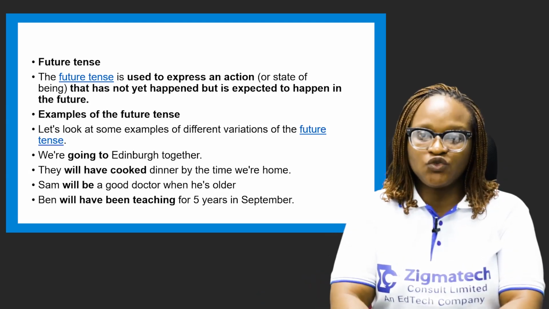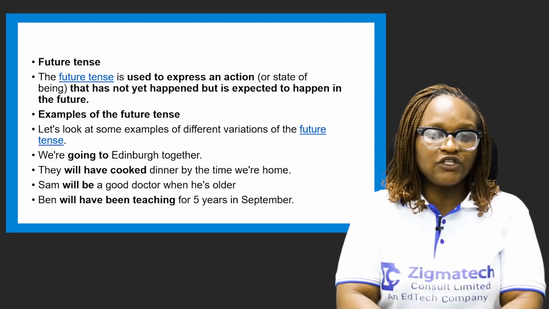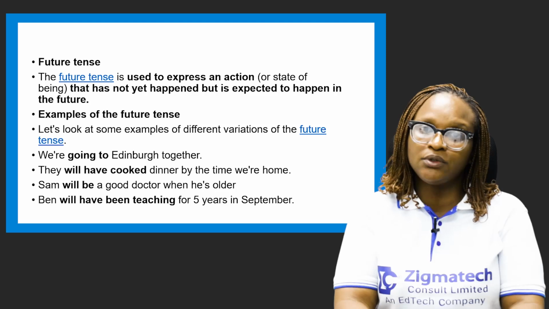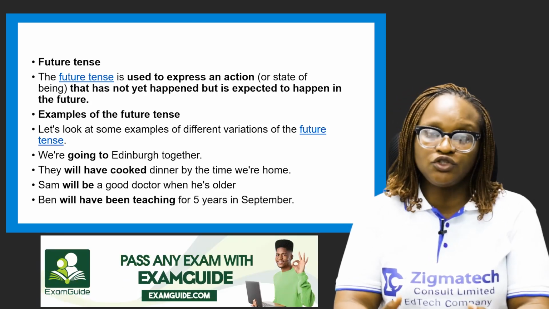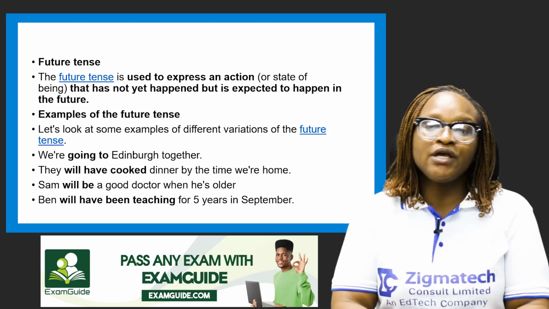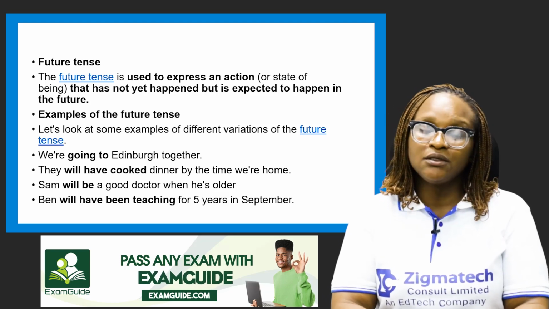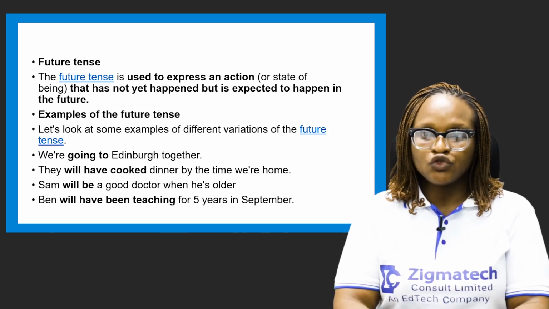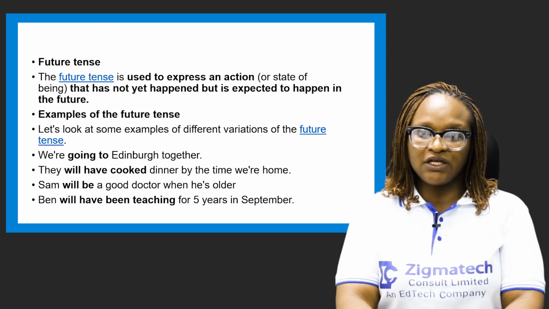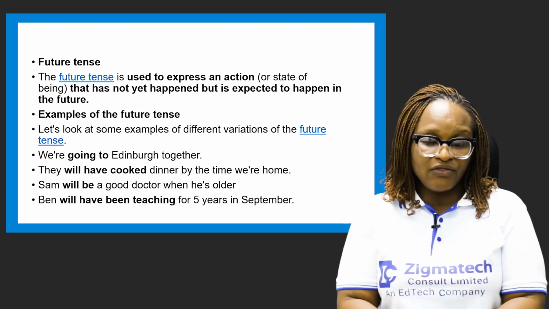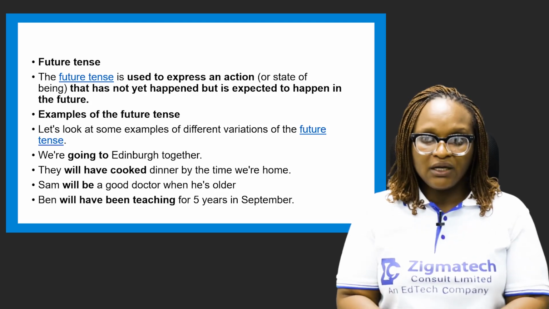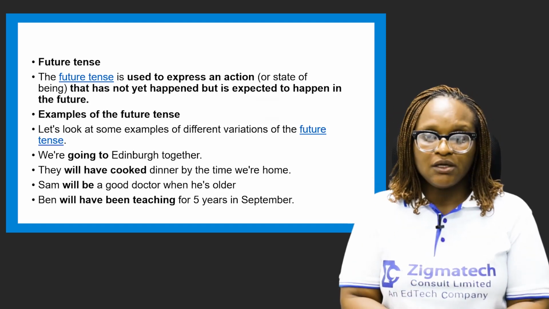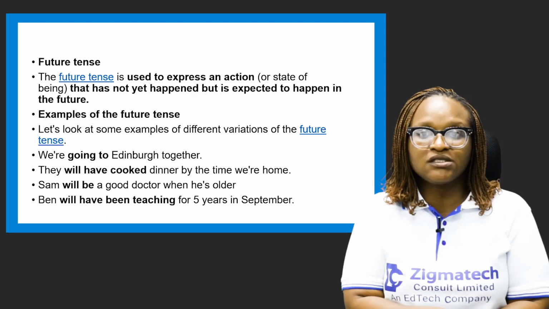All right, then finally under tense, we have the future tense. The future tense is used to express an action or state of being that has not yet happened but is expected to happen in the future. By virtue of the word future, that's what it means. So whenever you hear of the future tense, you have going or will as the two key words that introduce the future tense. So let's look at the variations of future tense. We are going to Edinburgh together. So going to is what you have not done when you're planning to do it. So going to is a future tense word.